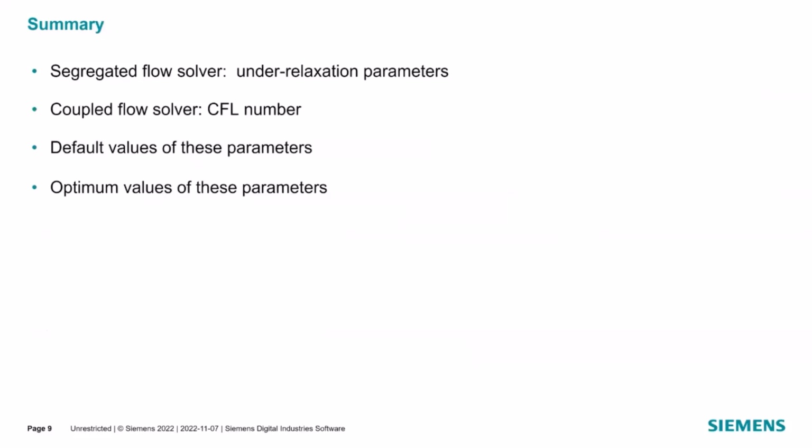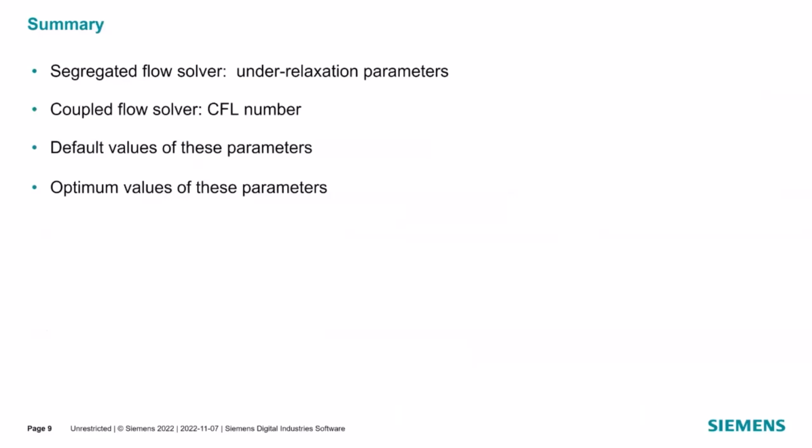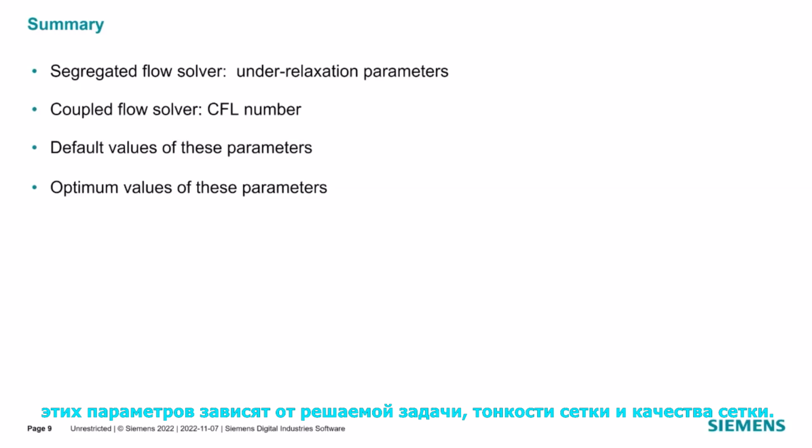The conclusions from this lesson can be summarized as follows. The segregated solver requires the setting of under-relaxation parameters for velocities and pressure, while the coupled solver requires the setting of the CFL number. Optimum values of these parameters depend on the problem being solved, grid fineness, and grid quality.